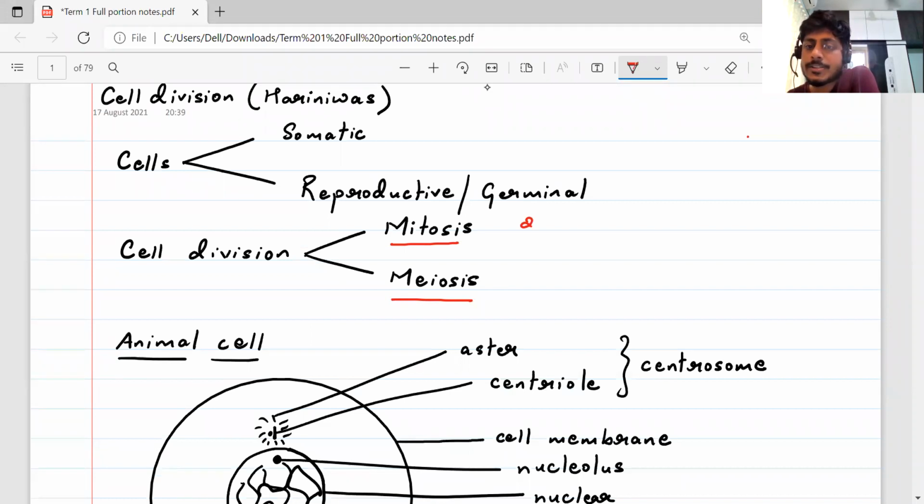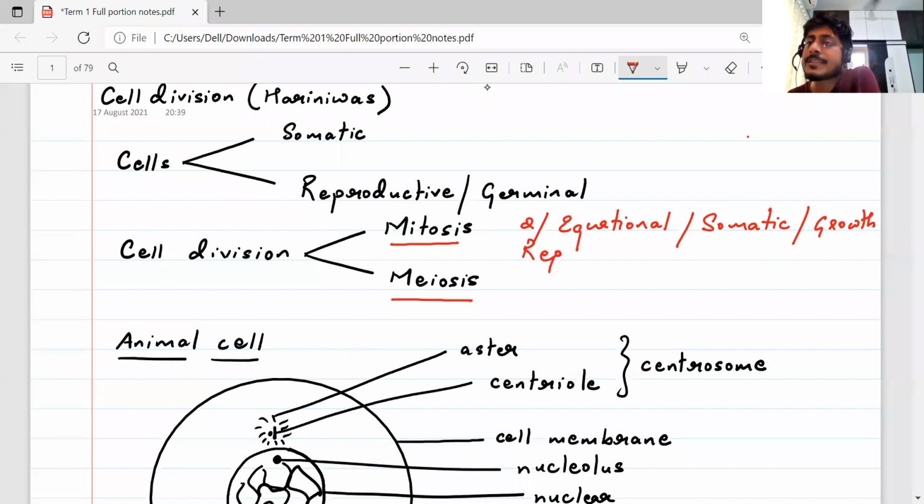Mitosis is your equational division because the chromosome number of the daughter cell is equal to the parent cell. Mitosis takes place in somatic cells. Mitosis helps in the process of growth, in the process of repair, and in the process of healing and reproduction, but in lower organisms.